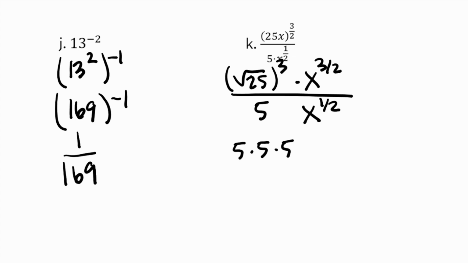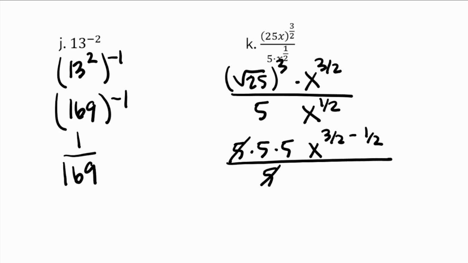And then x to the 3/2 minus 1/2, because I'm dividing two things with the same base and different exponents. And I'm still dividing by that last 5 over here. Alright, so then I could cancel one of these. I'd have 25x to the 2/2, so that's just 25x to the 1st.